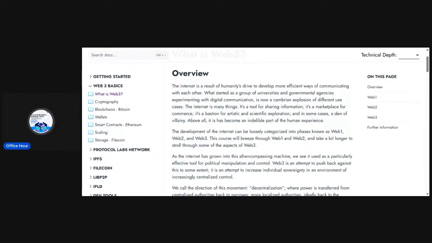As the internet has grown into an all-encompassing machine, we see it used as a particularly effective tool for political manipulation and control. So Web3 has come to push back against that. You remember when Trump was the president earlier, you could see there were some social media gang-ups. When you type in Trump, you see the opposition.